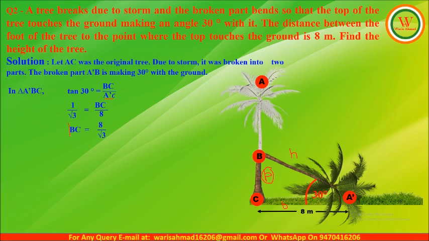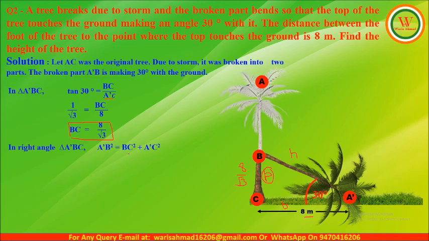After getting the measurement of this side BC, we have to find out the measurement of A dash B. Since the measurement of A dash C is given as 8 and the measurement of BC, we got 8 upon root 3. Now in right angle triangle A dash BC, the square of A dash B will be equal to BC square plus A dash C square. So here we can write in right angle triangle A dash BC, A dash B square equals BC square plus A dash C square.